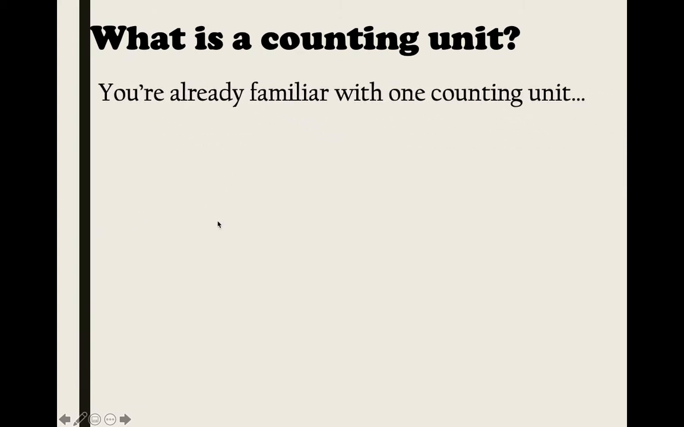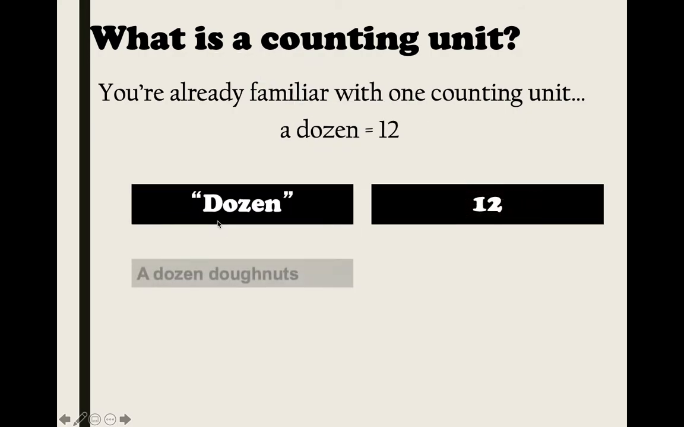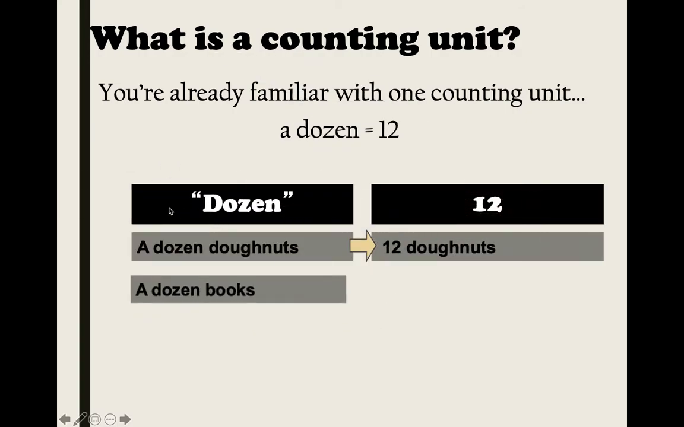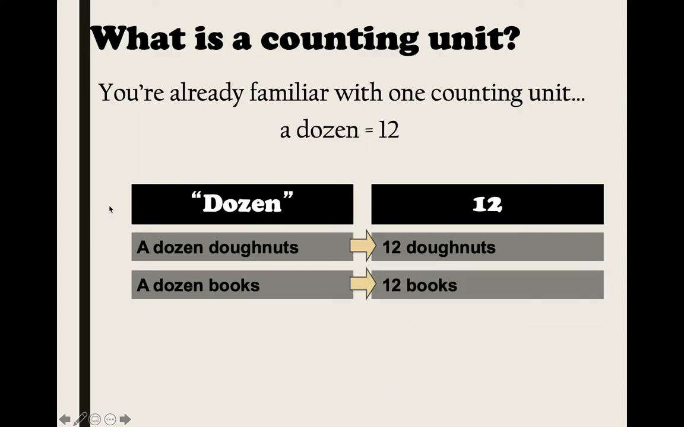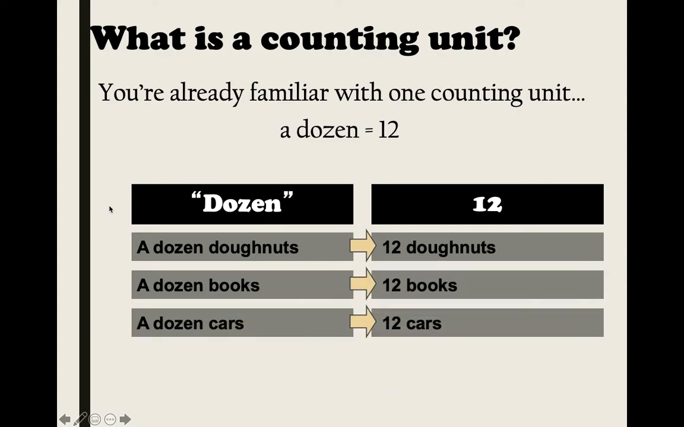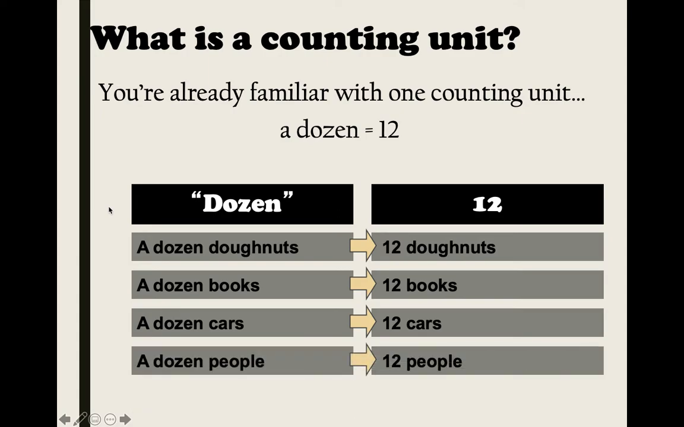What is a counting unit? Well, you already know what that is. A dozen equals 12, right? We use this term, a dozen, to represent a certain number. It allows us to count certain things in a different way to make it a little bit easier. Another example would be a ton, right, which is 2,000 pounds. An hour would be a counting unit for 60 minutes. It's just a substitute to take numbers and make them a little bit more manageable.